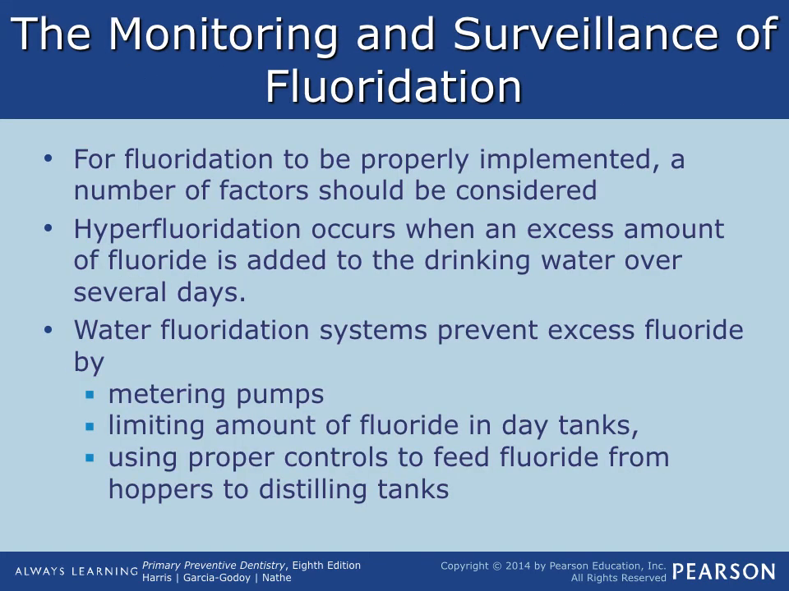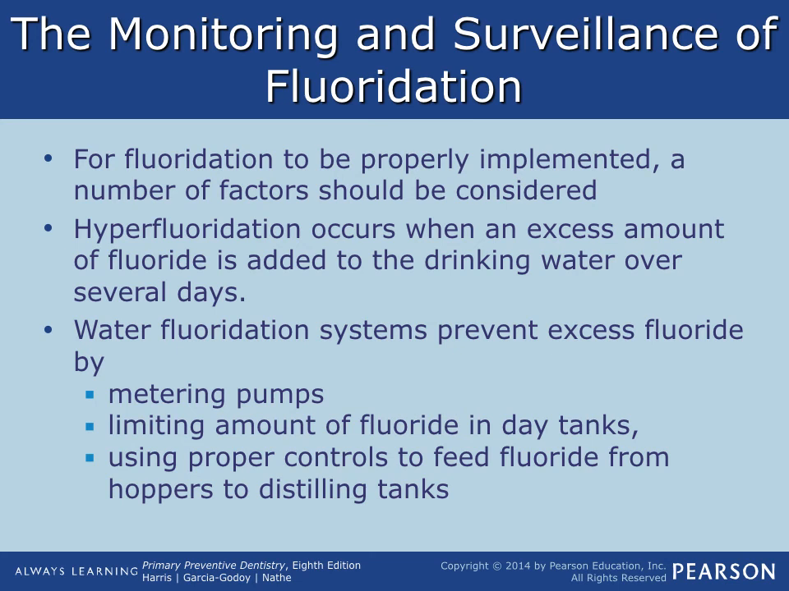Monitoring and surveillance of fluoridation. For fluoridation to be properly implemented, a number of factors should be considered. Hyperfluoridation occurs when an excess amount of fluoride is added to the drinking water over several days. Water fluoridation systems prevent excess fluoride, and they do that in relatively 3 different ways.